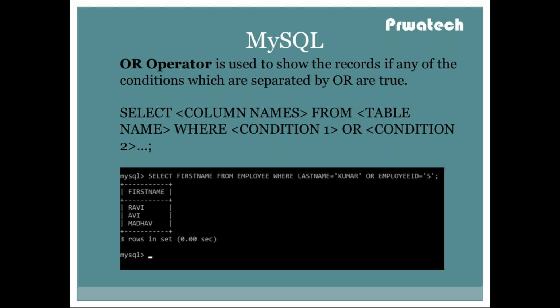As all of you can see from the screen, here we have run the code as SELECT first name FROM employee WHERE last name is equal to 'Kumar' OR employee ID is equal to 5. That means if either of the conditions is met, the result would pop up. So according to that, for last name Kumar or employee ID 5, the first names shown are Ravi, Avi and Madhav.